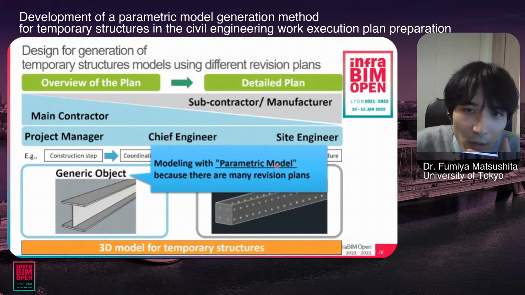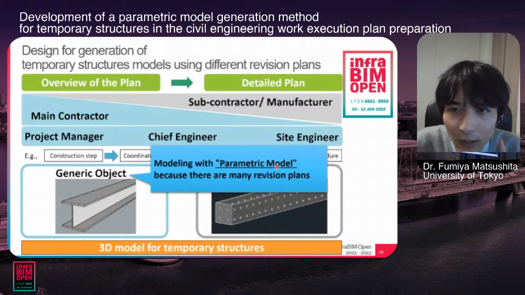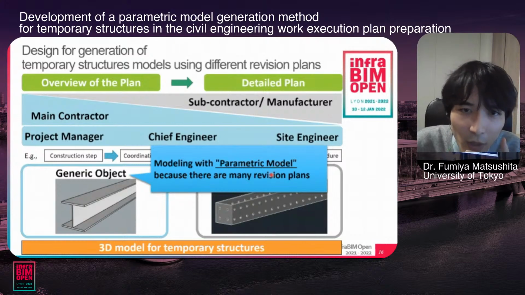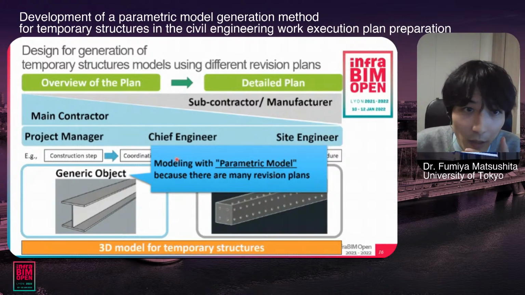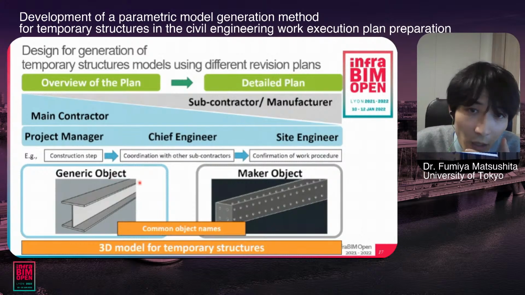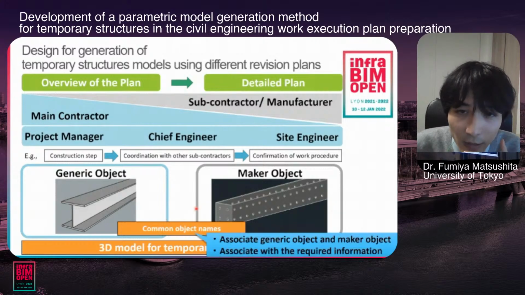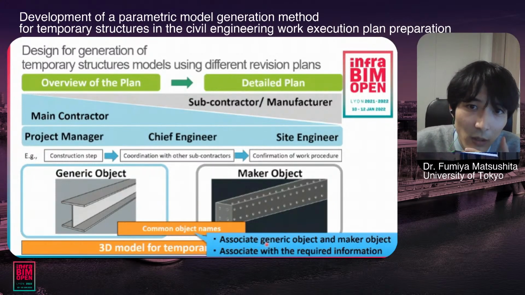Also, when comparing generic object and maker object, it is required to make a division plan for generic objects, because the overview of the plan needs to reflect opinions such as those of the subcontractor. Therefore, it is necessary to consider a parametric model for generic object. In addition, common object names between the two objects are needed to associate generic object and maker object and associate them with required information.